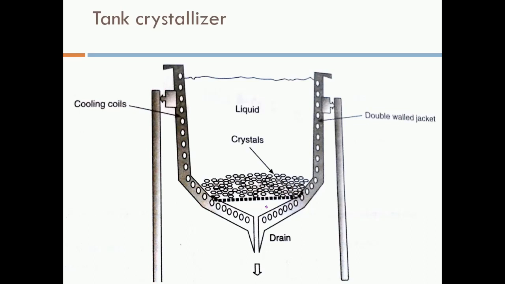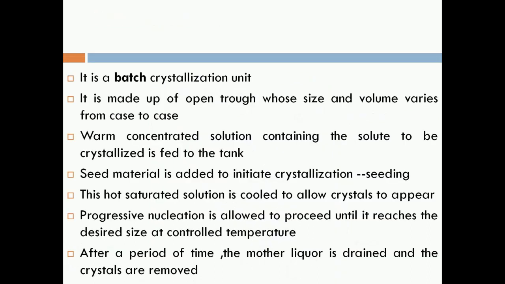So these crystals can be collected later. How to collect them? You can see down there is a drain system. Through the drain system, all the mother liquor can be collected separately, and then you can separate the crystals from the system. So this is how the tank crystallizer works. So here you have an open system, so there are problems associated with controlling the temperature and other aspects. As we studied, it is a batch operation, and it can be an open trough system of varied size. Based on how much volume or sample you have, the size of these crystallizers can change.